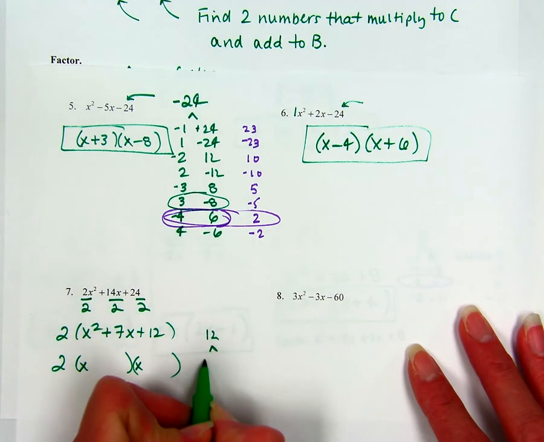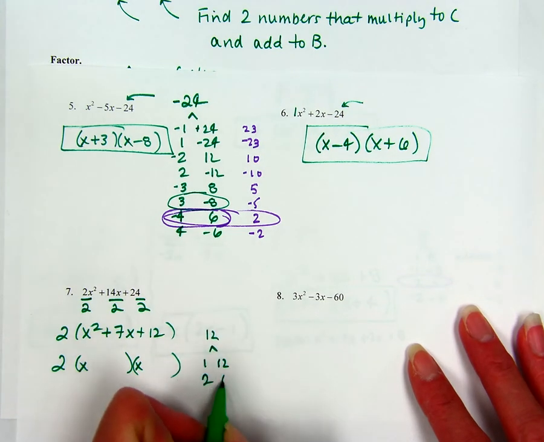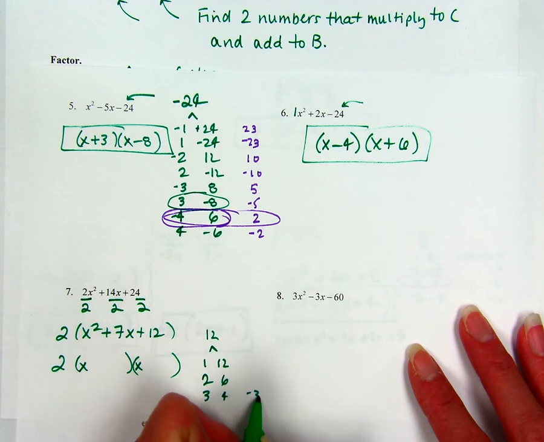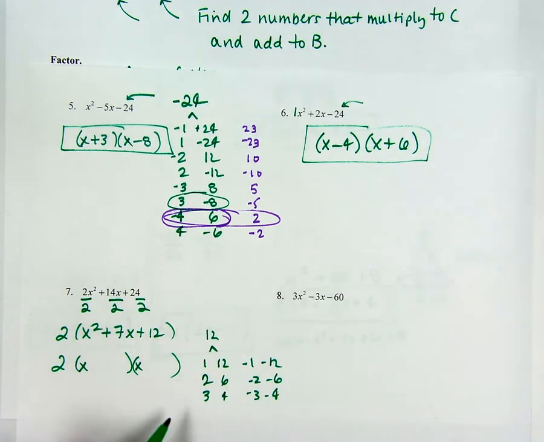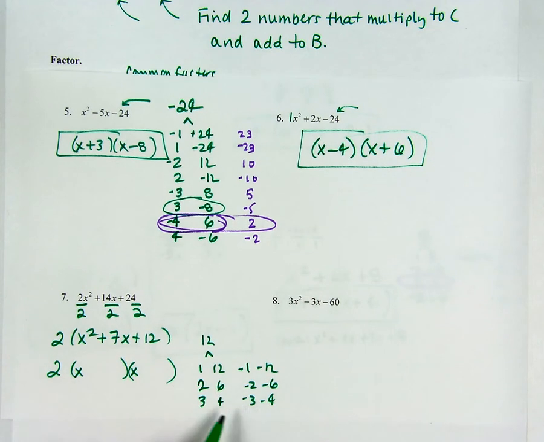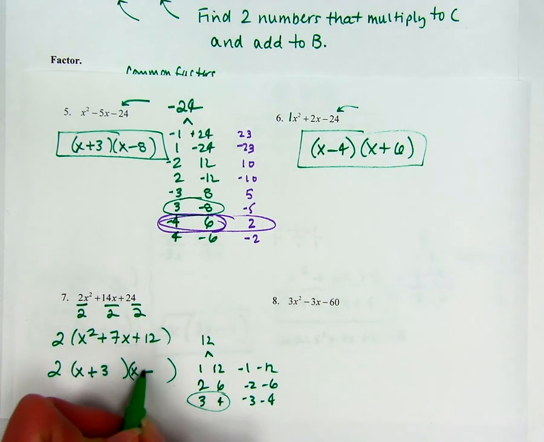All right, so if you write down your factors, don't forget about the negative factors. All right, but if they're going to add to 7, I know it's not going to be any of these negative ones. I need to add here. So 3 and 4, that means plus 3 plus 4.